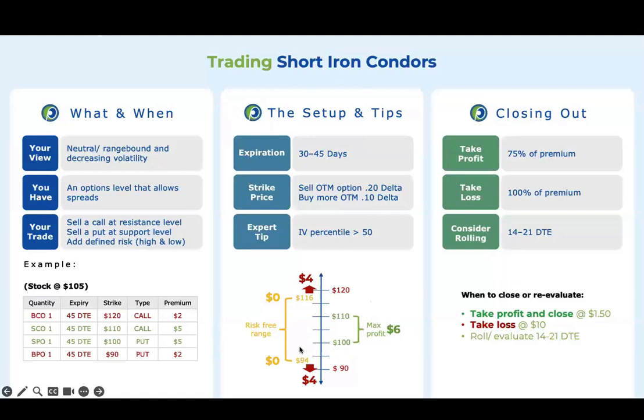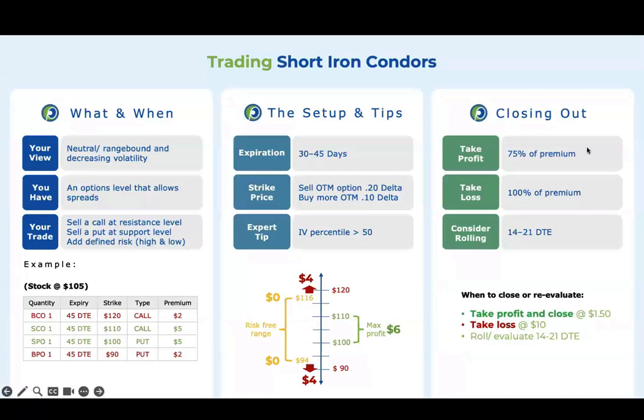If it moves $6 in either direction, that's what I like to call our risk-free range, because we have two break-even points. If it goes as high as 116, we're not actually at a loss there, and we're not at a loss at the low end either because of the protection that we purchased. But if it goes beyond 94 and 116, then we'll be at our max loss. So it mitigates risk, but it's that risk-free range that you want to think about as well.